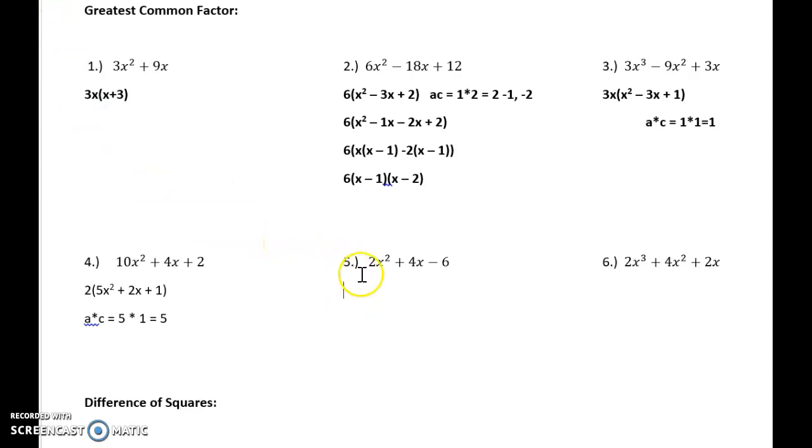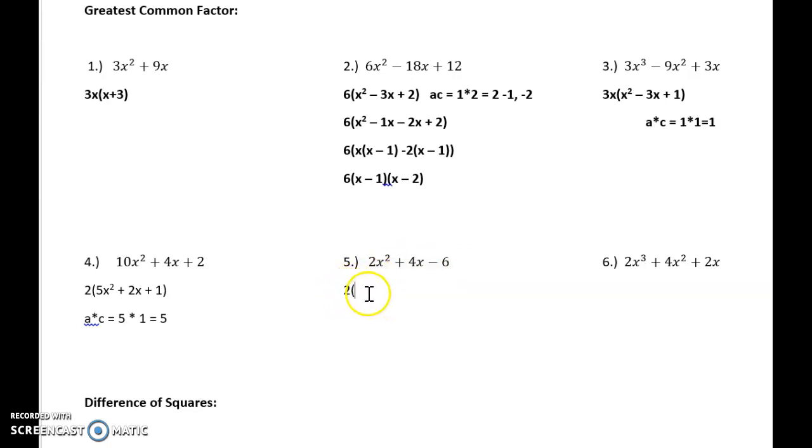Okay, let's see how you guys did. 2, 4, and 6. The number that'll go into all of those is 2. And I look at my variables, x squared, x, and no x. Well, I can't put an x down there because they don't all three have that. So I'm ready for the parentheses. And now I'm going to divide.